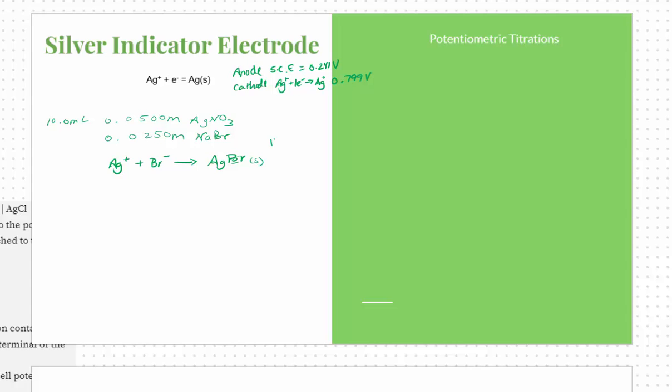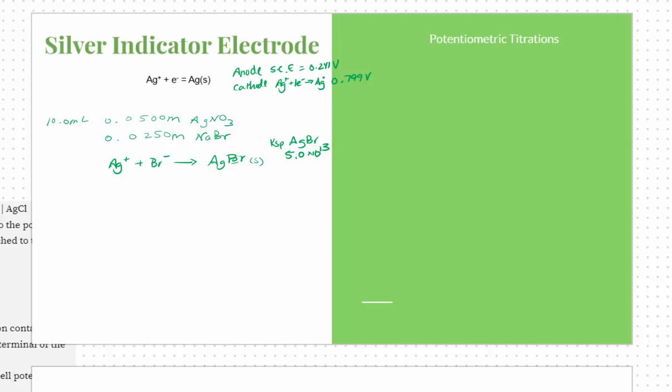Now the Ksp for AgBr, and usually when we write a Ksp, we have the solid and it is reacting to form its ions. That'll be important later. But the Ksp for AgBr, or silver(I) bromide, is 5.0 times 10 to the negative 13th. Okay, so this is the information we need. Now we can start to calculate.